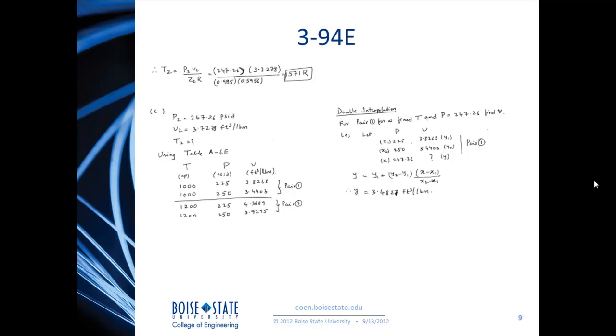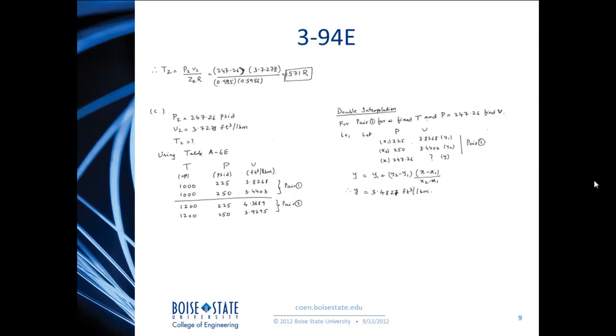So from there we can find T2, which happens to be 1571 Rankine. And in part C, we're asked to use the steam tables. Now if you observe, our pressure is 247.26 psi absolute, and you have a specific volume which is 3.7278 cubic feet per pound mass, and we are asked to find T2 using this method. If you look at table A6E, we find that these numbers are not exactly represented in the tables. So we have to do an interpolation.